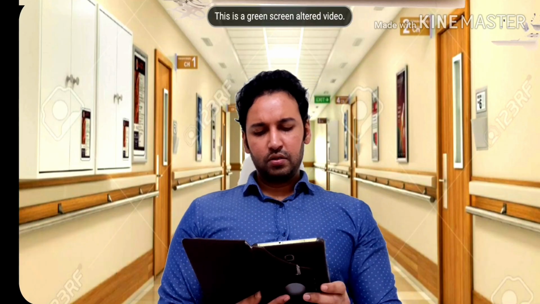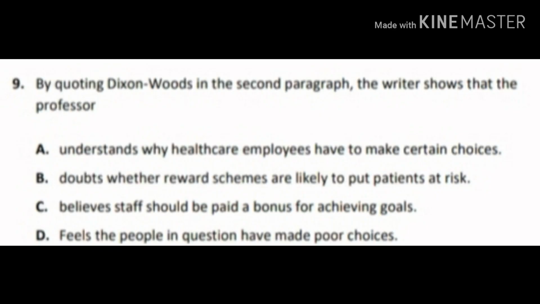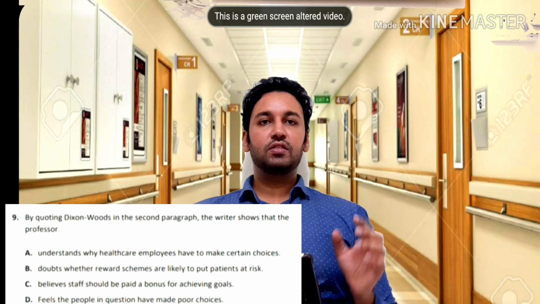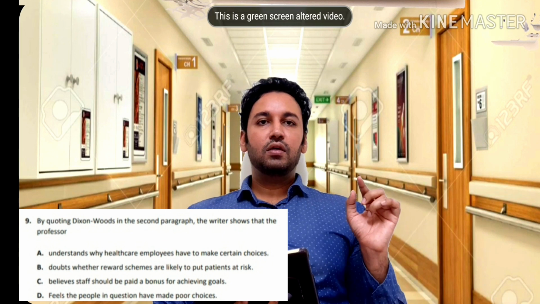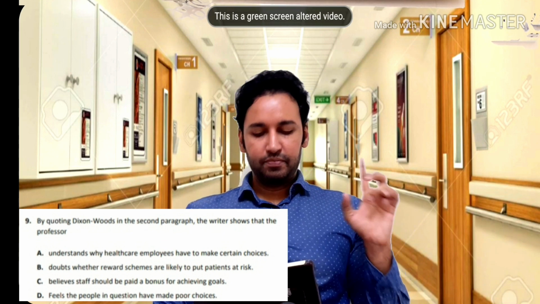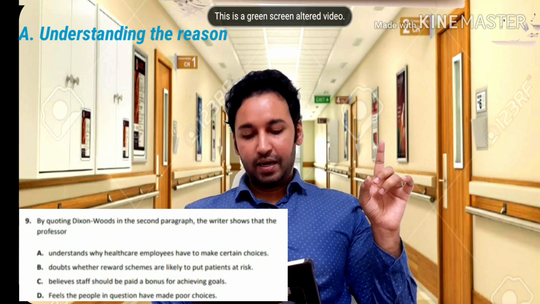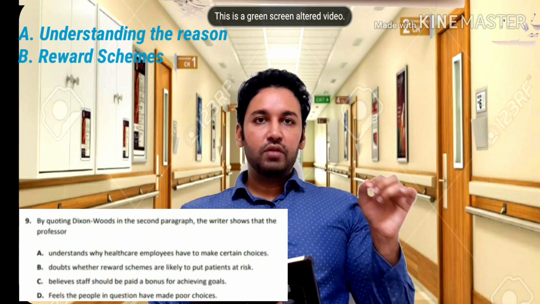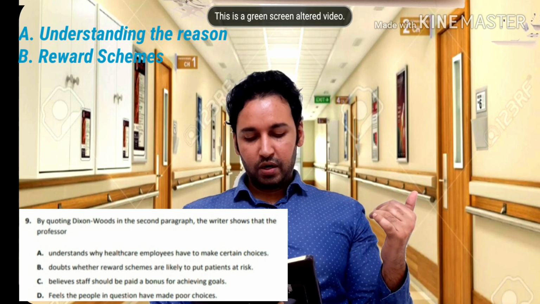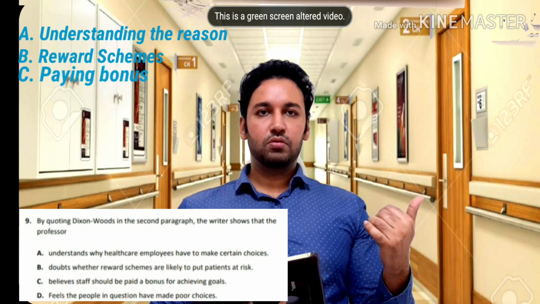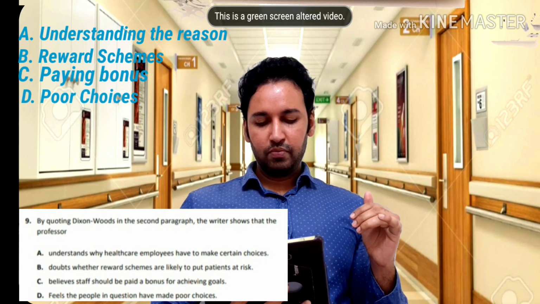By quoting Dixon Woods in the second paragraph, the writer shows that the professor A, understands why healthcare employees have to make certain choices. B, doubts whether reward schemes are likely to put patients at risk. C, believes that staff should be paid a bonus for achieving their goals. D, feels the people in question have made poor choices. So we can see very clearly, first is about understanding why choices have been made. Second is about the reward schemes, right? Third is about staff getting a bonus. Fourth, the D, is about poor choices.